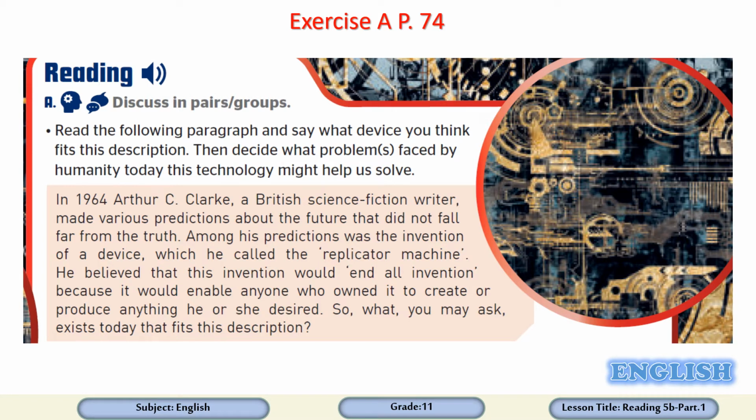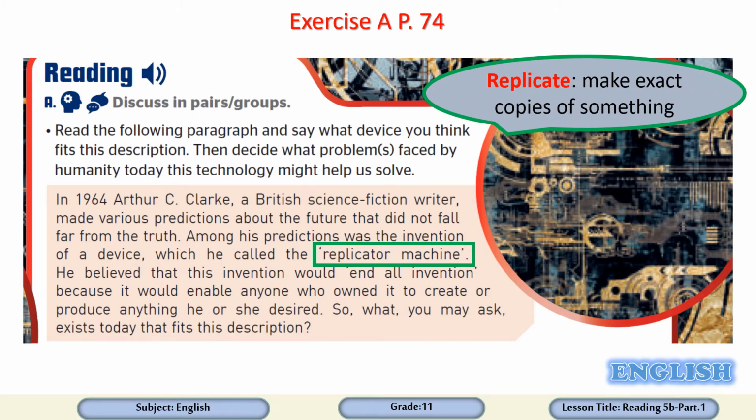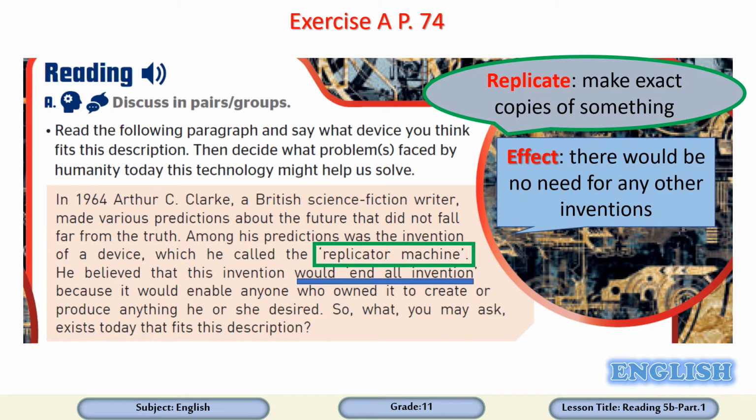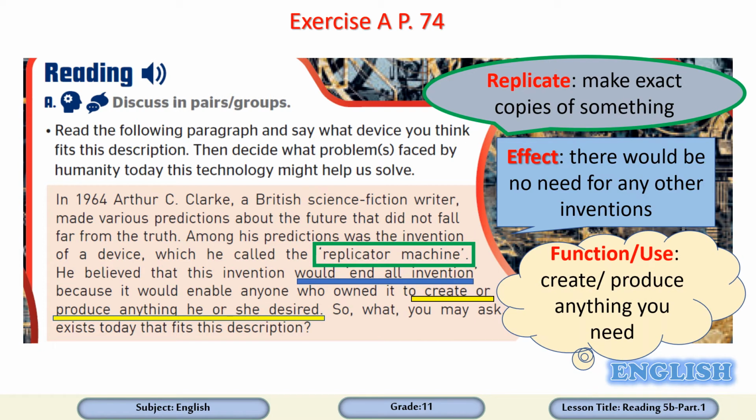The writer called this invention a replicator machine because it replicates, or makes exact copies of something. He thought that it would end all invention because there would be no need for any other inventions. This is because the person who has this machine or device can use it to create or produce anything he or she needs.